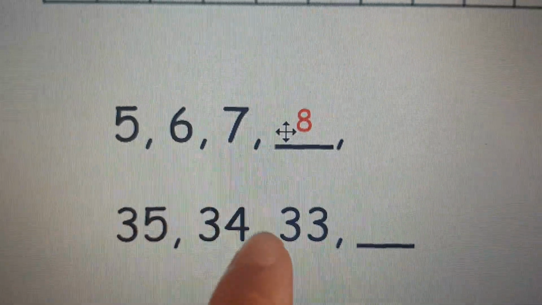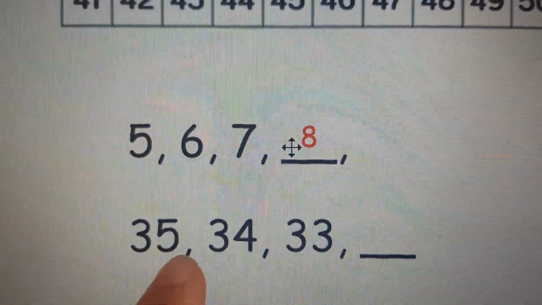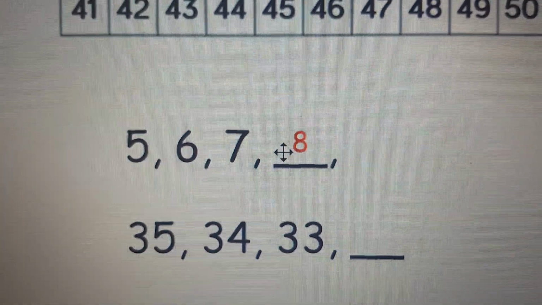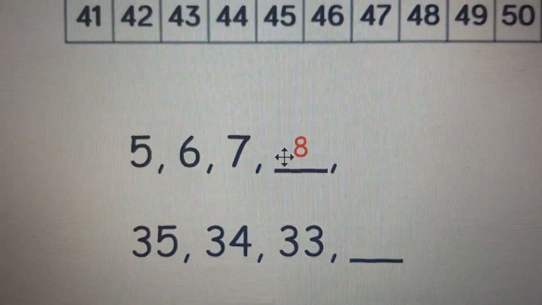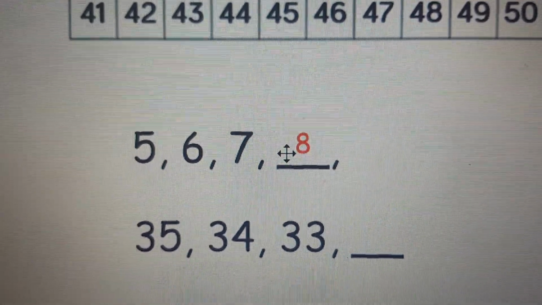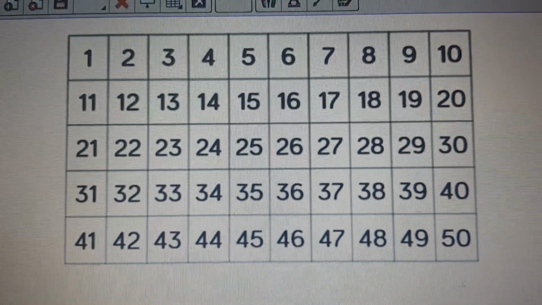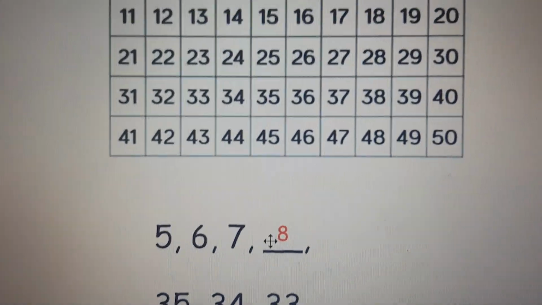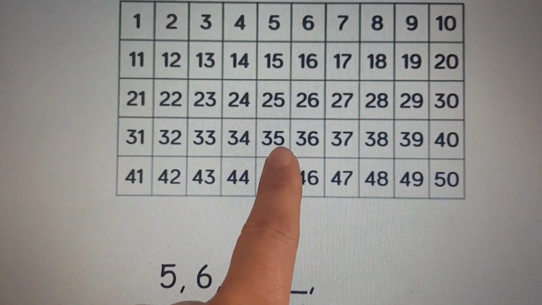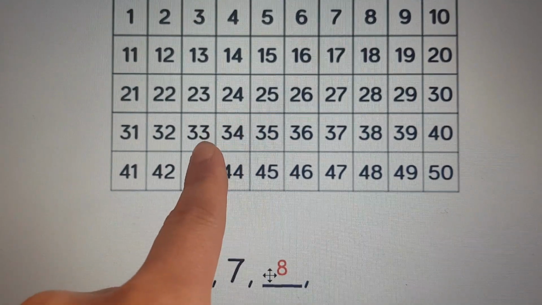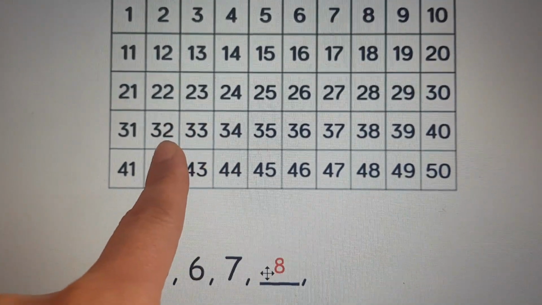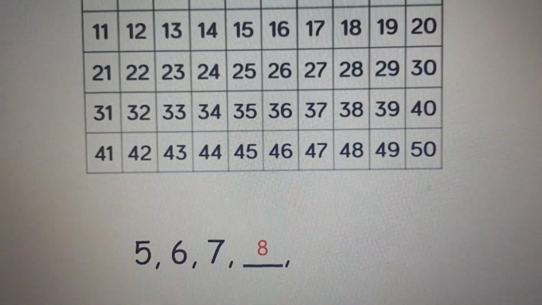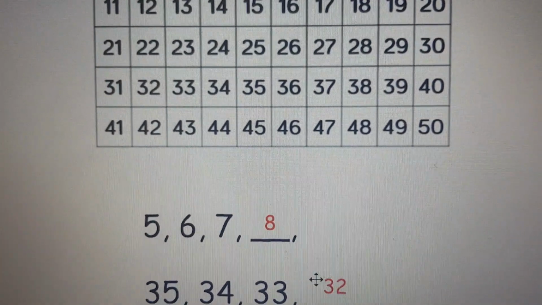Right, let's have a look at the next one. We've got 35, 34, and 33. Now here I know that 5, 4 and 3, it's getting smaller every time. So this time, if I'm going to use my number square, I'm going to have to count backwards. So here I'm back at my number square. I'm starting on the number 35 this time, going to 33. So I'm here 35, 34, 33, and the next number is 32. So I know that my missing number this time is 32.